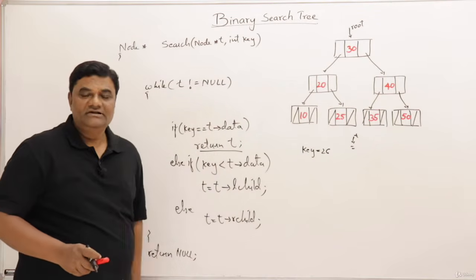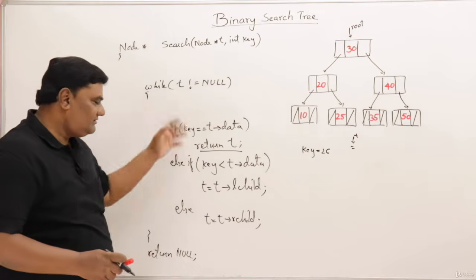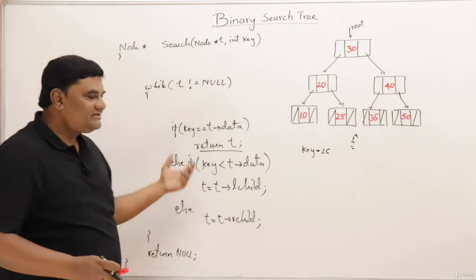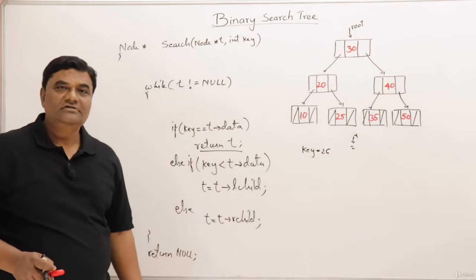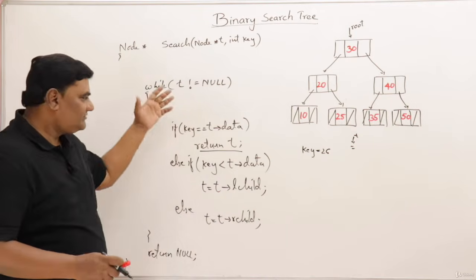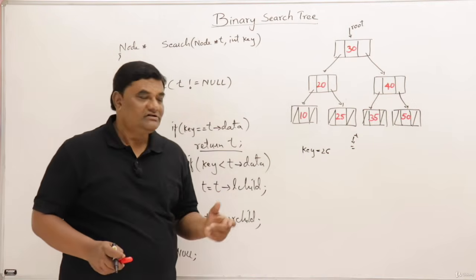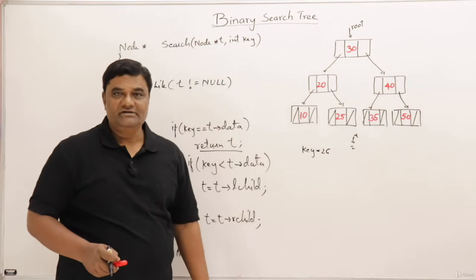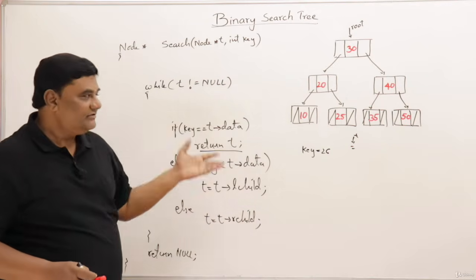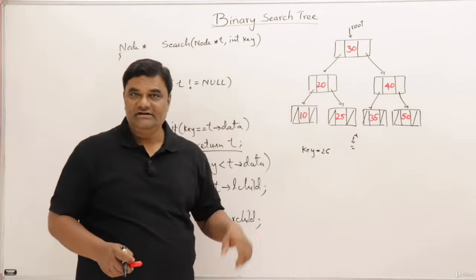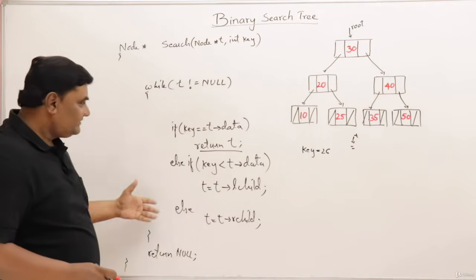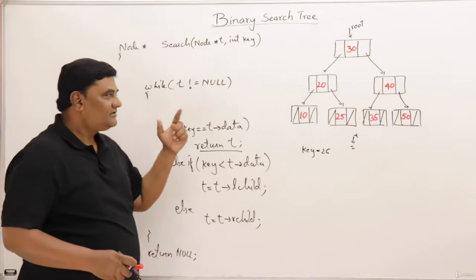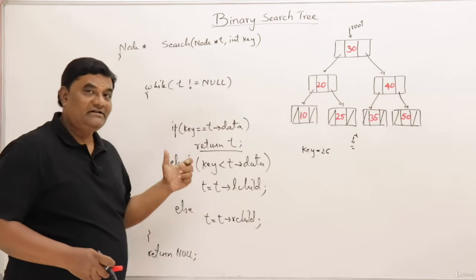So that's all with the search process. This is the iterative version of search on a binary search tree. The search time we have already analyzed: it is log n, the height of the tree. So this is the search procedure for searching in a binary search tree, and it is iterative.